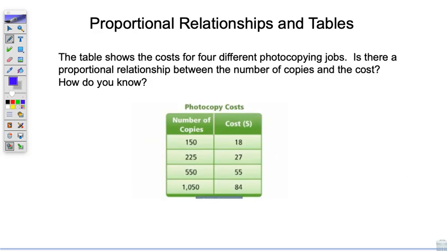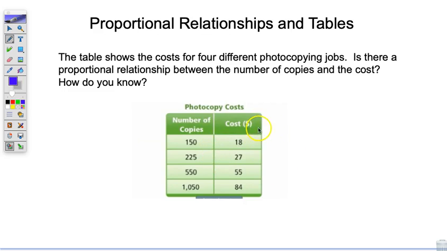We have one more example. In example 3, the table shows the cost of 4 different photocopying jobs. Is there a proportional relationship between the number of copies and the cost, and how do we know? Before we left on break, we found the unit cost by always taking the total cost and dividing it by the number, maybe pounds or ounces, to figure out the price per ounce or pound. Here we're going to figure out the cost per copy.